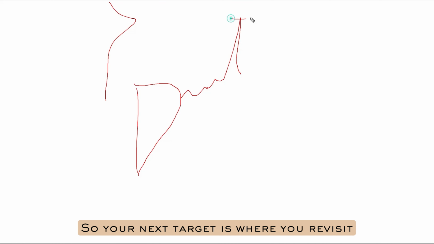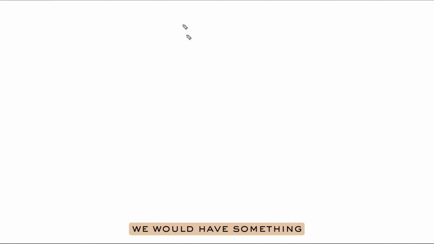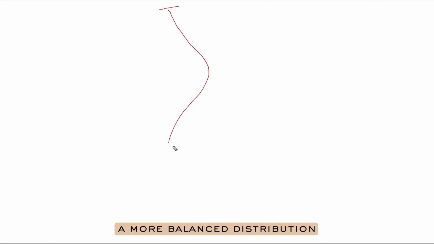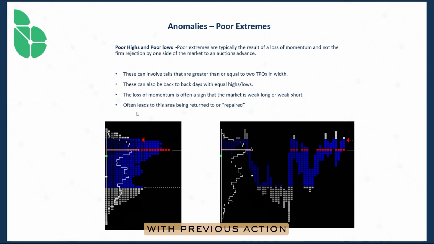Your next target is where you revisit, and now if we were to compress this distribution with this distribution, we would have something that looked more like this, because price moves up to an area. In this case, let's imagine it was our aforementioned target, and whenever it approached that spot, that's when sellers finally stepped in. And this is now forming a more balanced distribution. So that's that, guys. Always look at these in context with previous action, with current rotations that we're within.